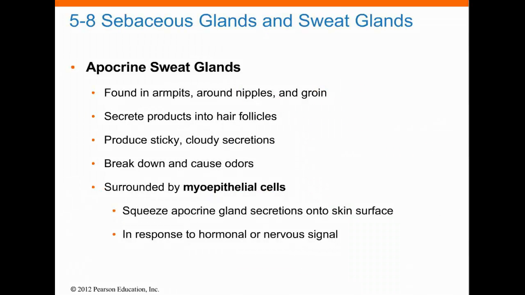So the apocrine sweat glands are found in the armpits, around the nipples and the groin, and they secrete into the hair follicles, and they produce a sticky, cloudy secretion, and it breaks down and causes the odor. It's surrounded by myoepithelial cells, and they squeeze the apocrine glands, and they secrete the secretions onto the skin surface in response to hormonal or nervous signals.